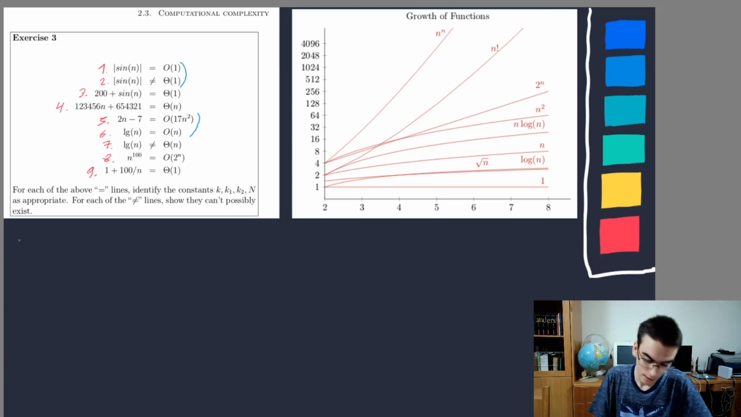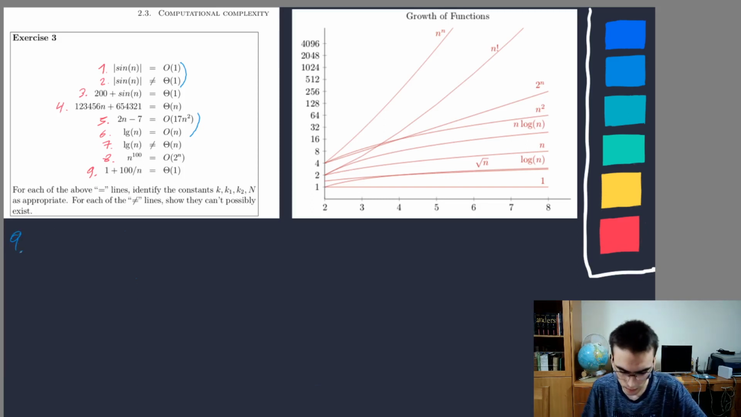Nine. Well, now we have more of the same. This last exercise was just to test the dominance relation understanding. We want to show that it is theta of 1. So you have to show two things here.